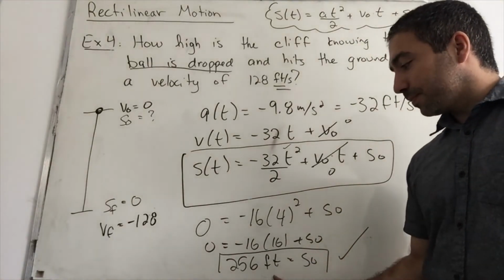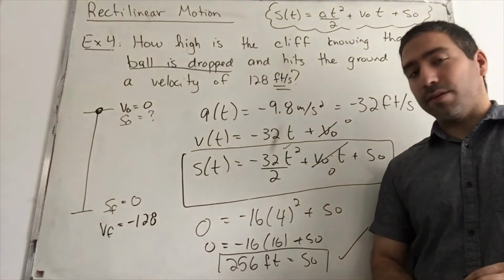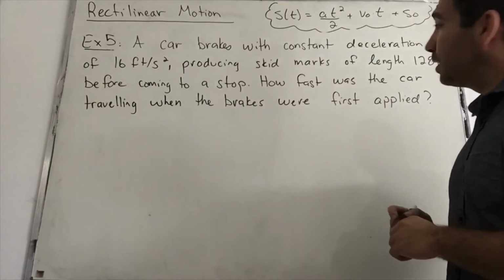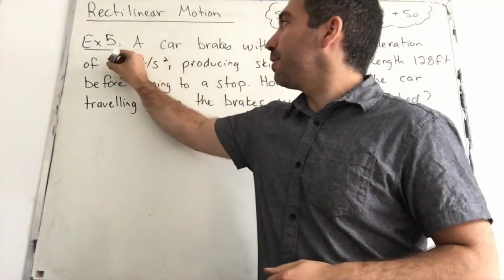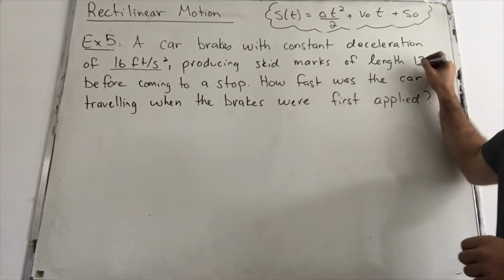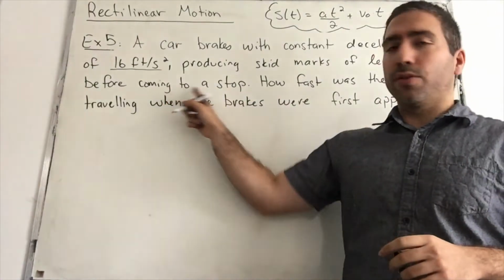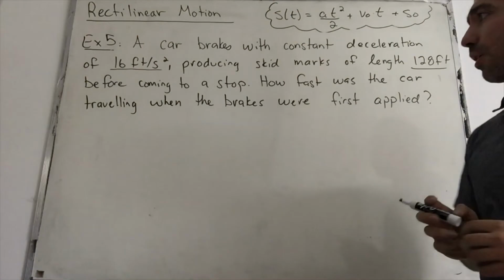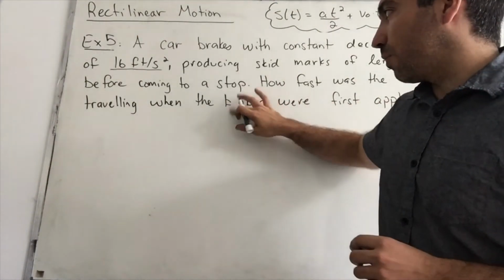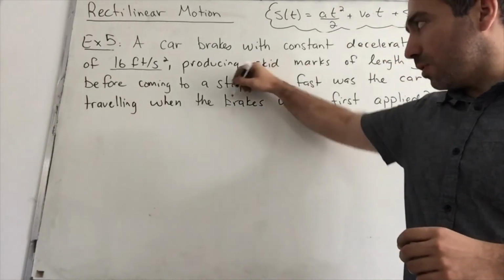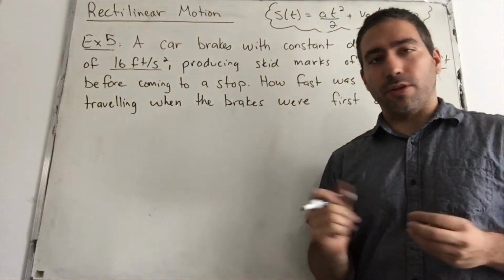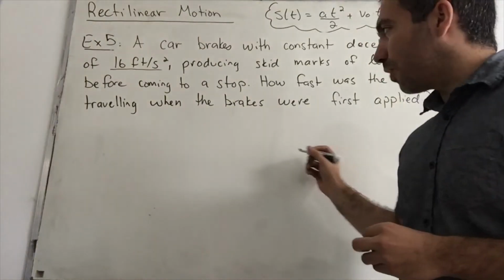Okay. So let's go look at our final example. So in our last example over here, we have a car which brakes with constant deceleration of 16 feet per second squared. And it produces skid marks of length 128 feet before coming to a full stop. How fast was the car traveling when the brakes were first applied? So pause the video, try to solve this on your own. See if you're able to get the answer. I think it's a good idea to even draw a sketch of the situation. So let's go ahead and do that.